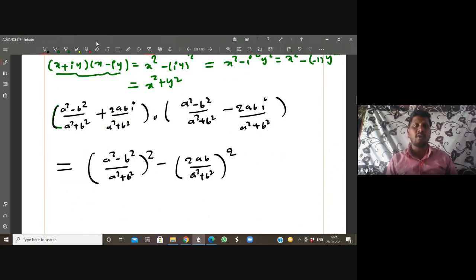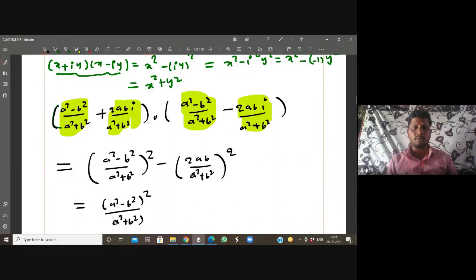So finally I applied here: this is a plus b into a minus b, that's all, a square minus b square. So a square minus b square the whole square by a square plus b square the whole square, minus 4a square b square by a square plus b square the whole square into iota square. Fine.